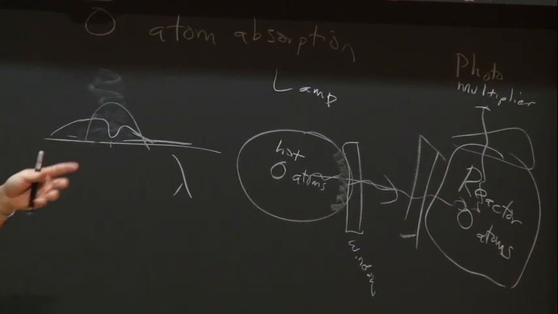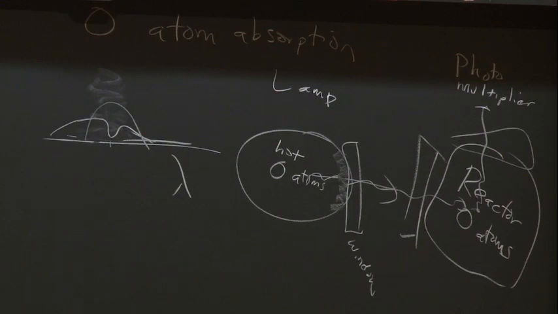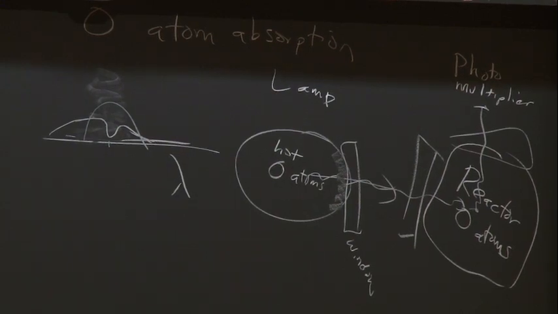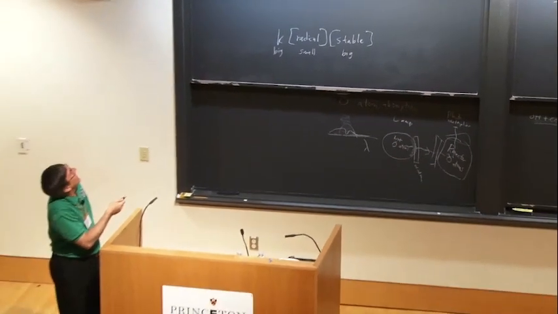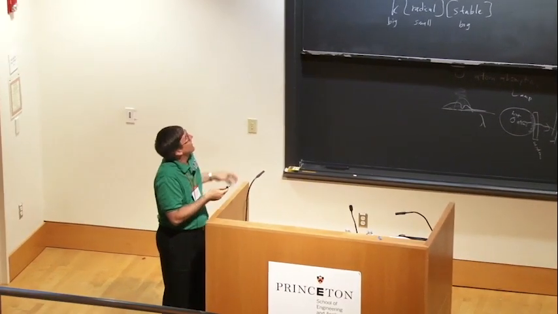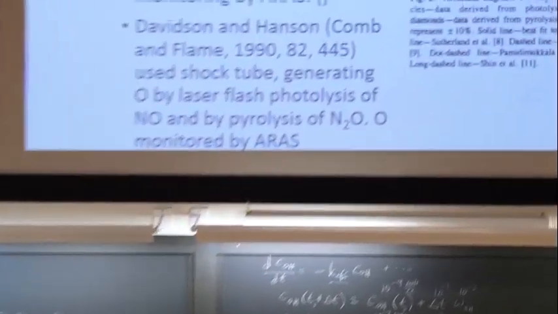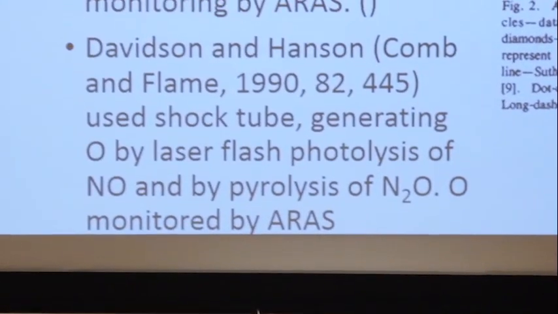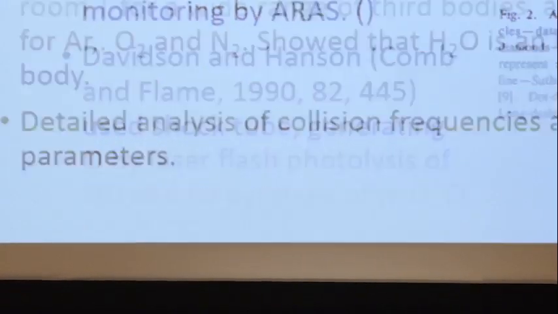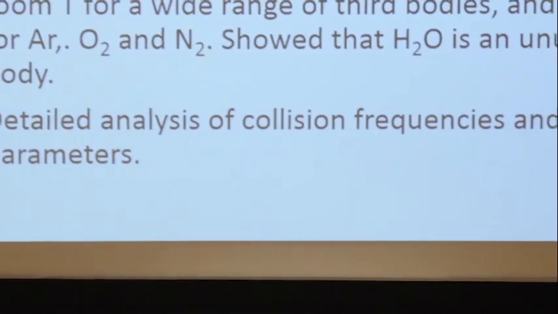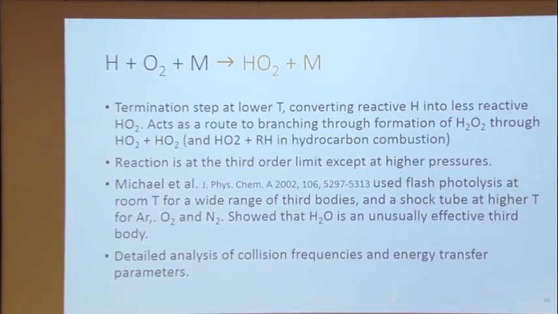So calibration, again, is the key thing for this. Anyway, some people make it work, and they're able to measure this correctly. And then these guys did it a different way with laser flash photolysis, and they get basically the same result. So it means the first guys did it right. It's H plus O2.